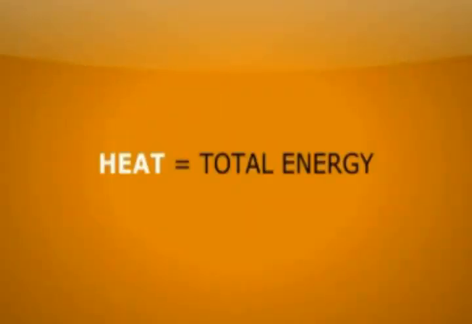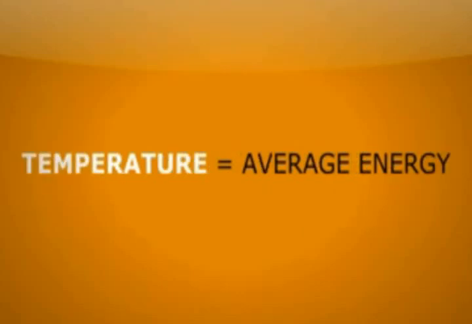So heat is the total energy in a system, and because it is energy, it is measured in the same units of energy, joules. Temperature, however, is the average energy in a system, and there are lots of different units for temperature, such as Celsius, Fahrenheit, and Kelvin.